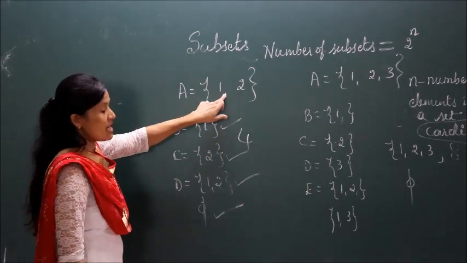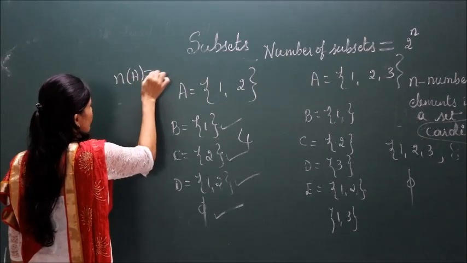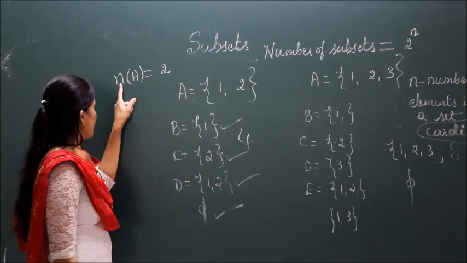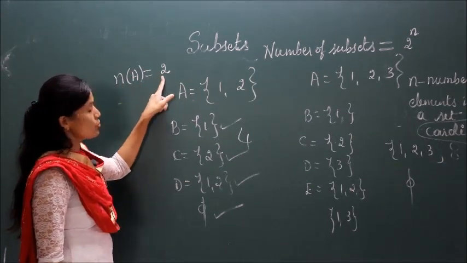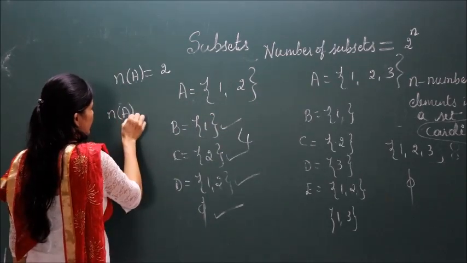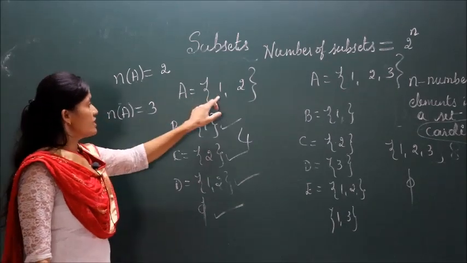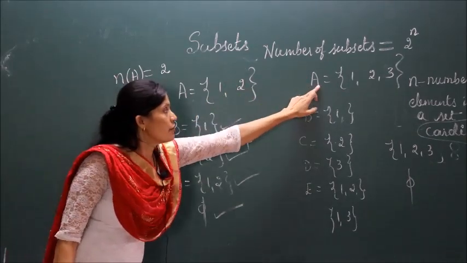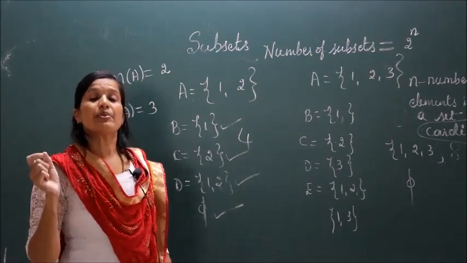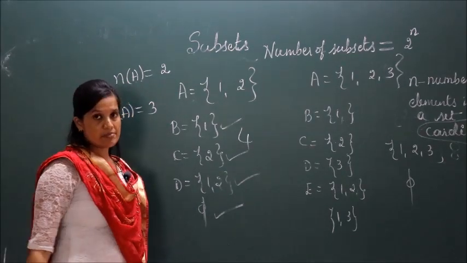See here, how many elements are there? 2 elements, right? It is represented in this way: n(A) is 2. It tells us the number of elements in the given set. Number of elements in the set A is 2. In this one, how many elements are there? 3 elements are there. n(A) is 3. Or we call it the cardinal number of this set is 2, cardinal number of this set is 3. So cardinal number is the number of elements present in a given set. It is represented with the symbol n.